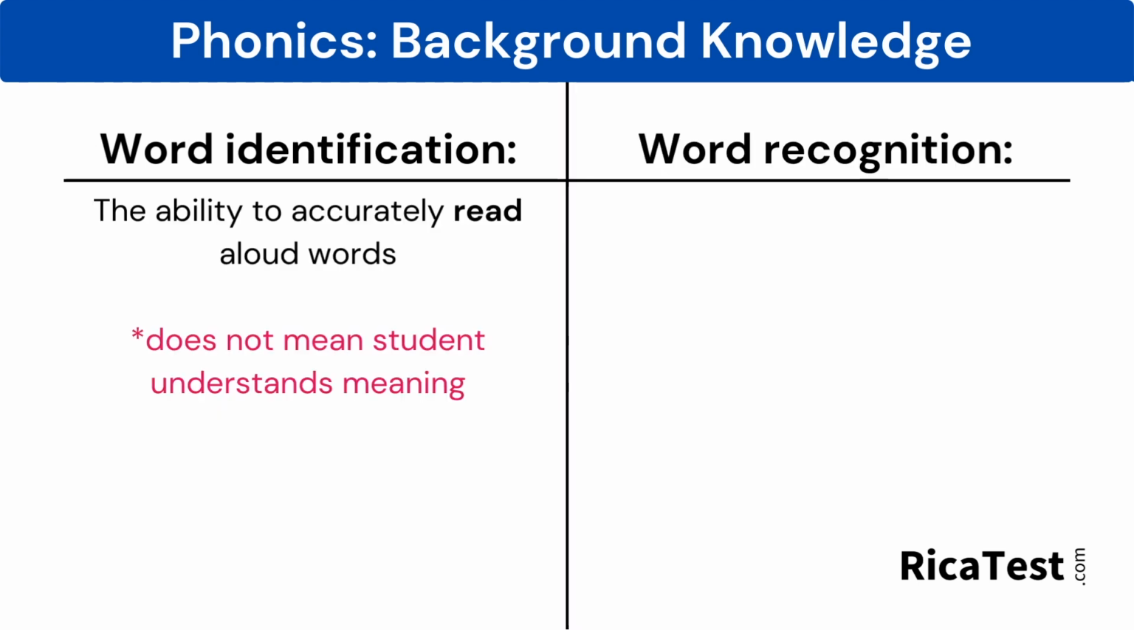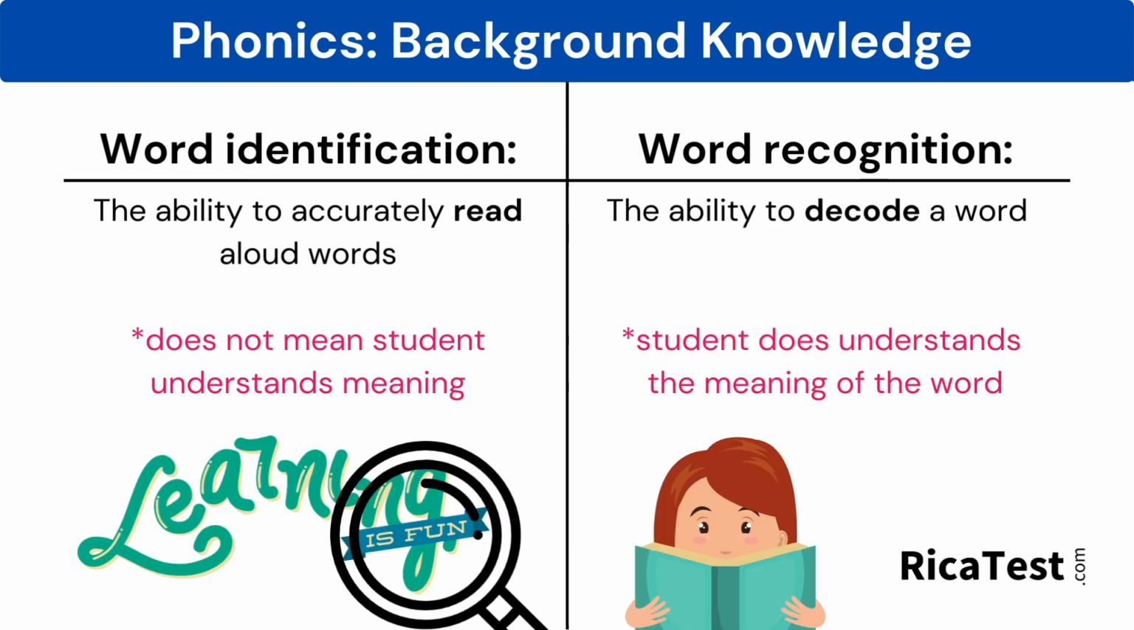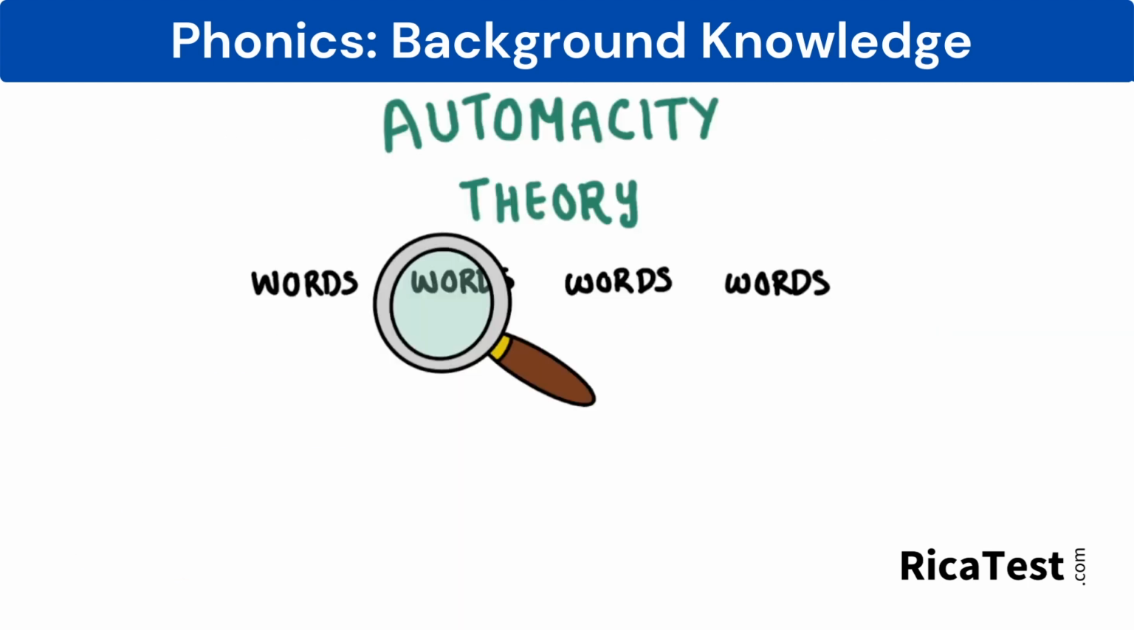So let's put word identification and word recognition side by side to fully understand and differentiate their meanings. Word recognition is the ability to decode words. Now, this means that when a student has achieved word recognition, this student can both correctly read the word aloud as well as understand its meaning.